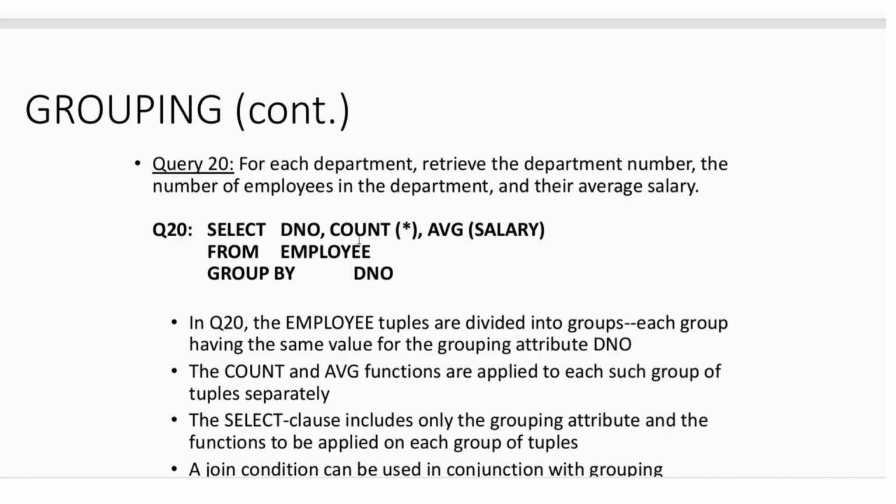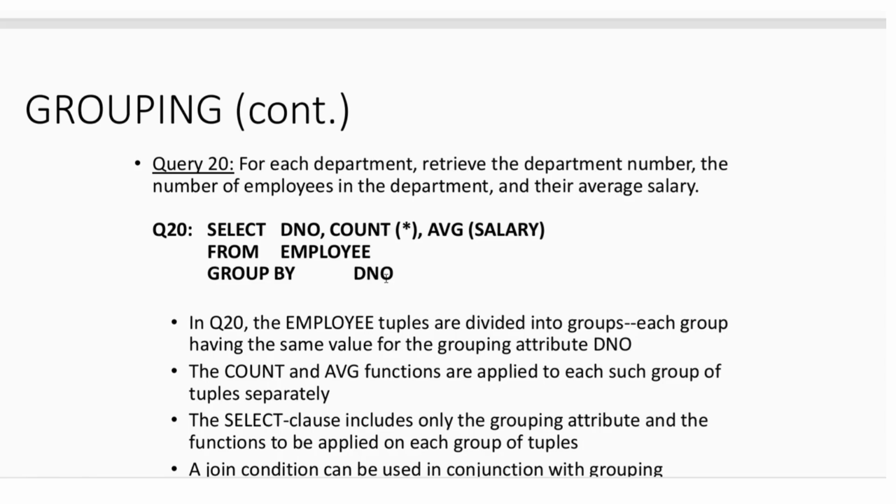Suppose consider this is the question: for each department, retrieve the department number, the number of employees in the department and their average salary. So in each department we should check. So select from employee, group by department number. Group by department number means we have 1, 4, 5, right? These are the department numbers. 1 will be grouped together and counted. 4 will be grouped together and counted. 5 will be grouped together and then counted.